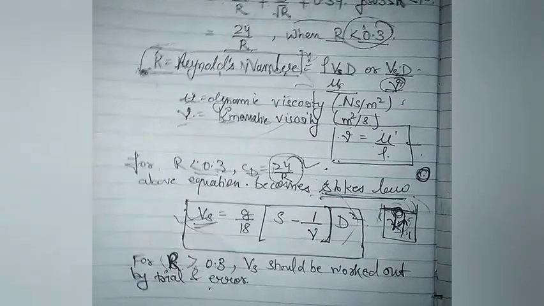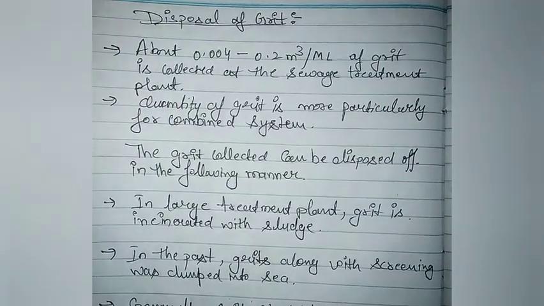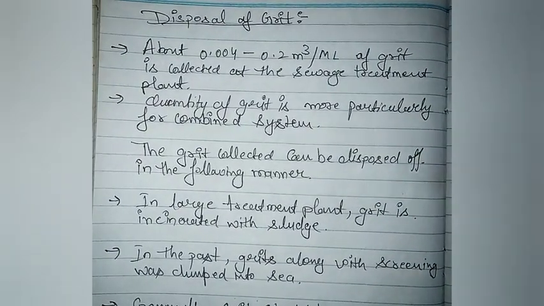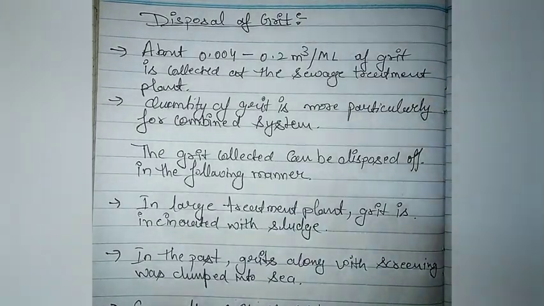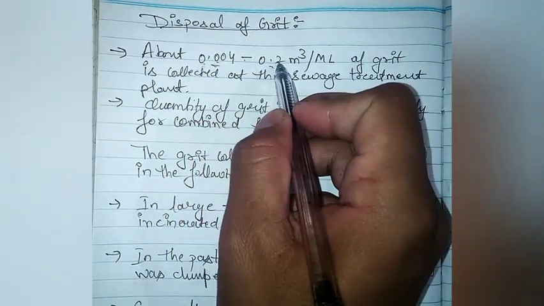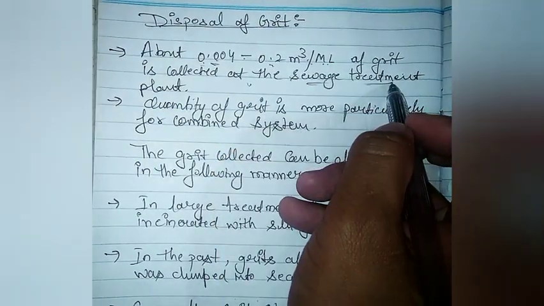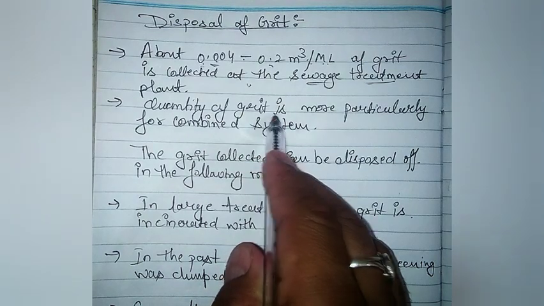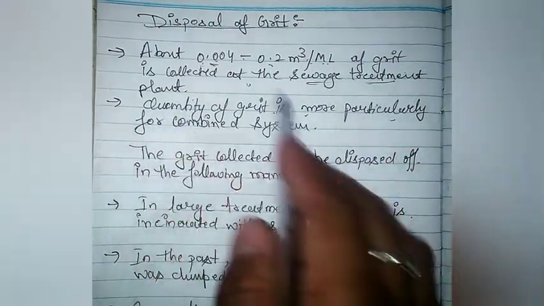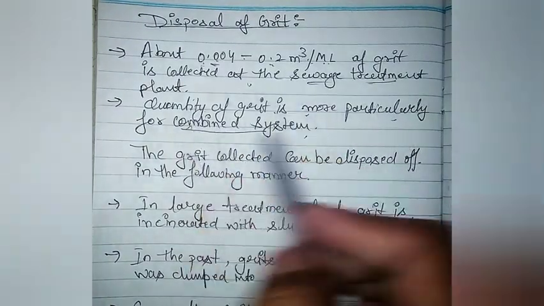So now here I am going to discuss one important topic also, that is the disposal of grit. Okay, so after collecting the grit at the bottom of the grit chamber, we need to dispose of it. About 0.004 to 0.2 meter cube per million liter of grit is collected at the sewage treatment plant. So the quantity of grit is more, particularly for a combined system. Okay, so if we are using a combined system, then the quantity of grit will be more.